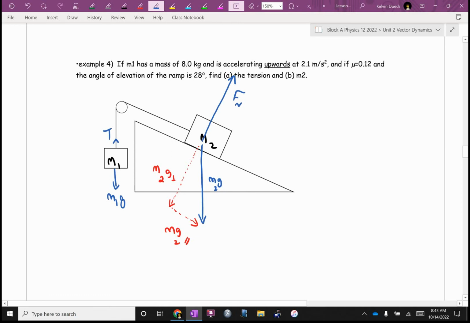And then friction, which way? Oh, I don't know. Yet I do know, because which way is mass 1 accelerating, Nick? What did the question tell me? So which way is mass 2 accelerating? I got to be fussy. Down the ramp. So if it's sliding down the ramp, which way is friction going to be pointing? Okay.